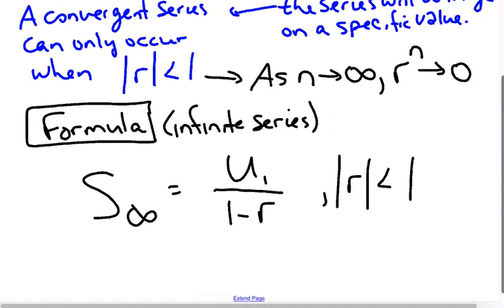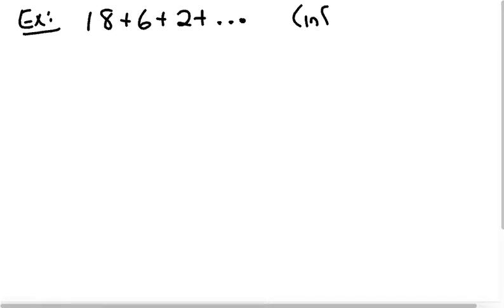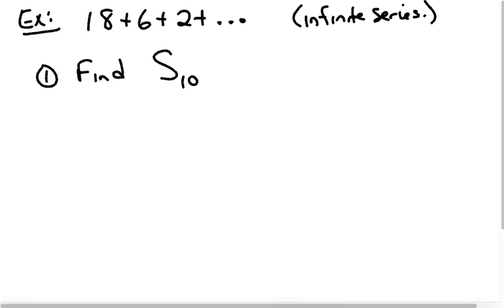All right, moving on. Here's a couple of examples. So let's look at the first one. Example number 1: 18 plus 6 plus 2 plus ... Okay, so this is an infinite series. It keeps going forever. And what I want to find first is S sub 10. Well, that just means find the first 10. That goes back to what we did on the previous lesson.